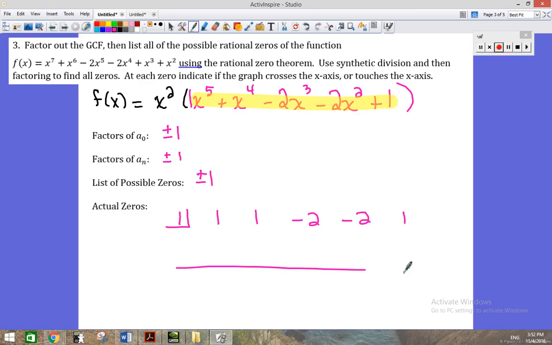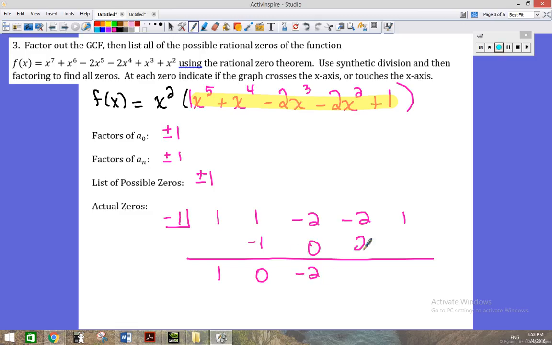Looks promising. Let's see. 1 comes down. 2 comes down. 0. 0. Negative 2. Well, I lied. It's not. I didn't have a 0. What about negative 1? I'm hoping. This 1 comes down. Negative 1. 0. 0. Negative 2. Positive 2. 0. 0. 1. Huh. A little bit surprised here.